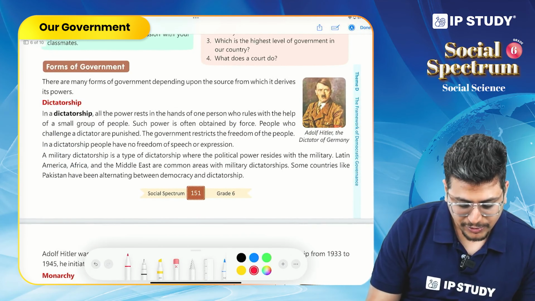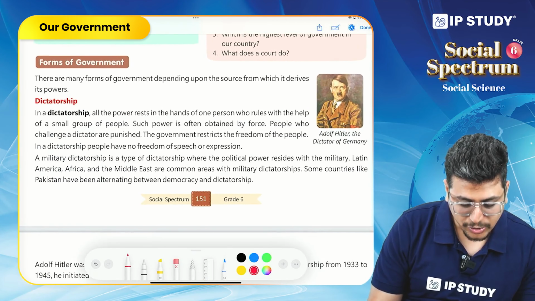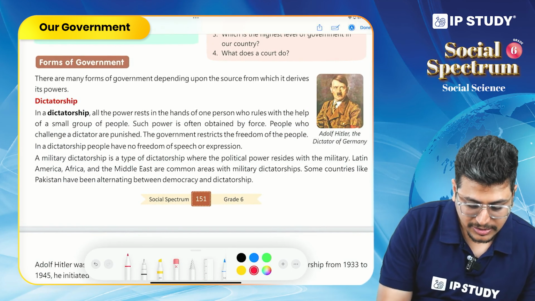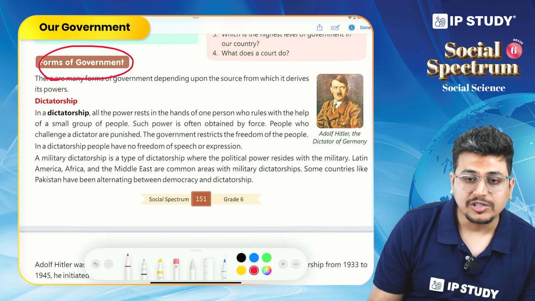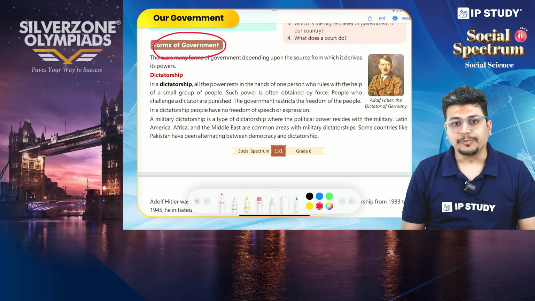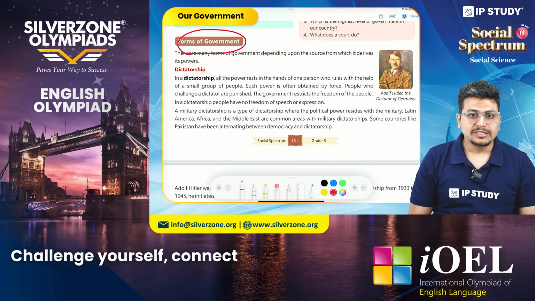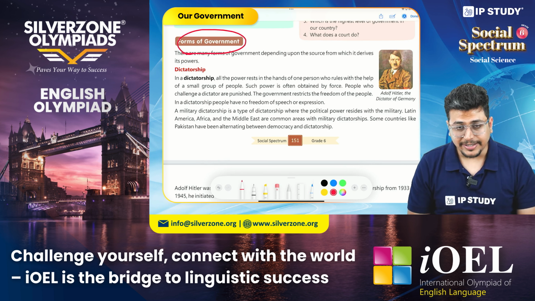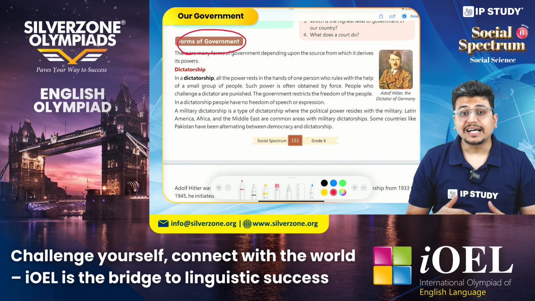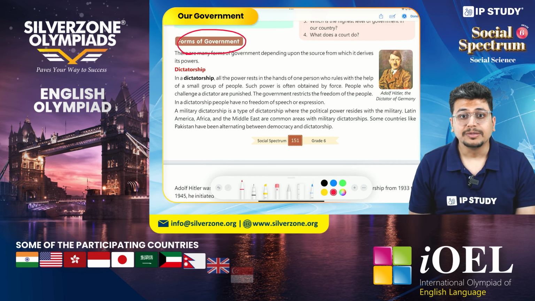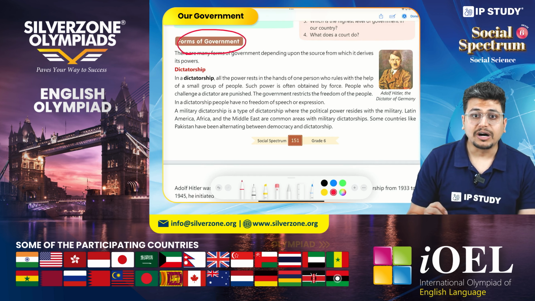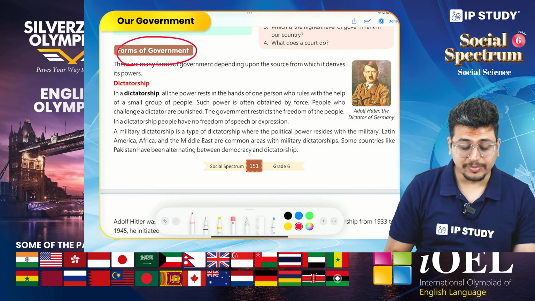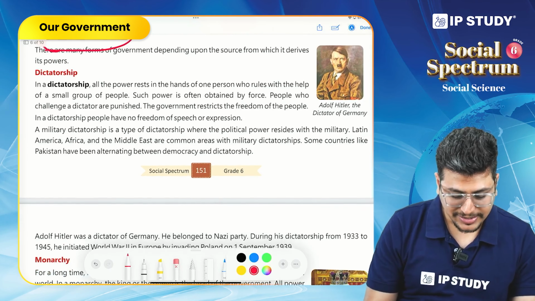Now let us move to the last main topic for this chapter, and that topic is the different forms of government. Now, in our country, we follow the democratic style of governance, right? Democracy is considered the best form of government because it actually gives power to people. But what are the other forms of government? We will discuss them.